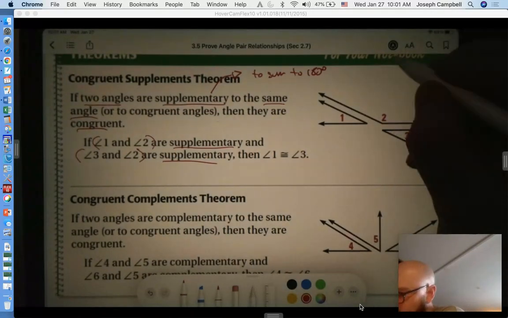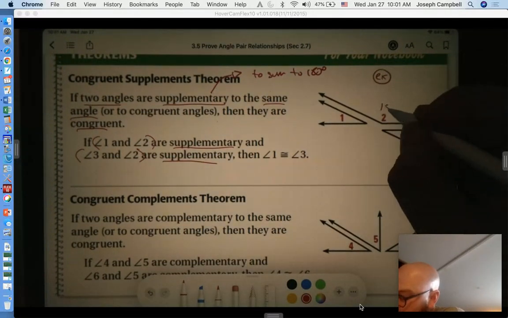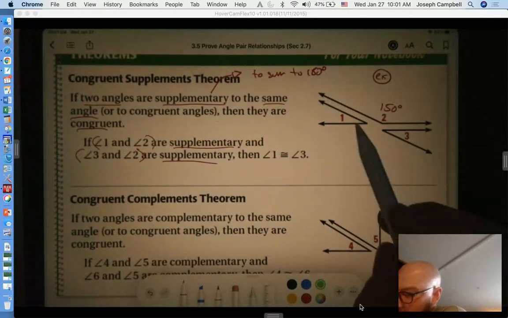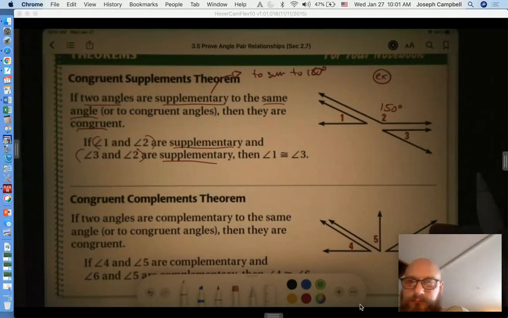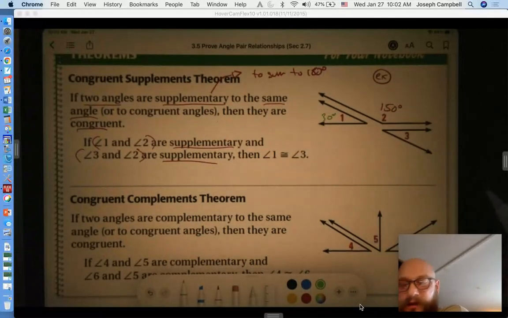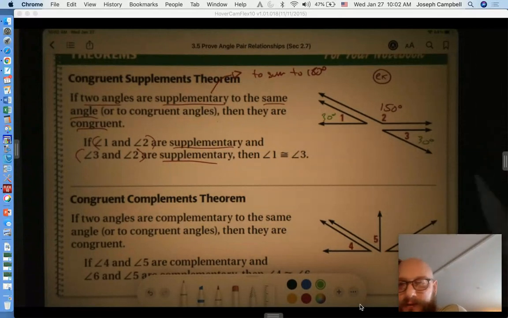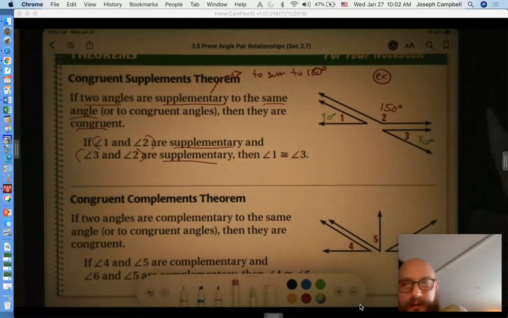Let's give you a quick concrete example. Let's say that angle 2 is 150 degrees. 1 and 2 are supplementary. So what does 1 have to be? 180 minus 150, 30 degrees. 2 and 3 are also supplementary. Can 3 be something different? No. 3 has to be 30 degrees as well. And so it's clear to see that 1 and 3 must be equal. They must be congruent.